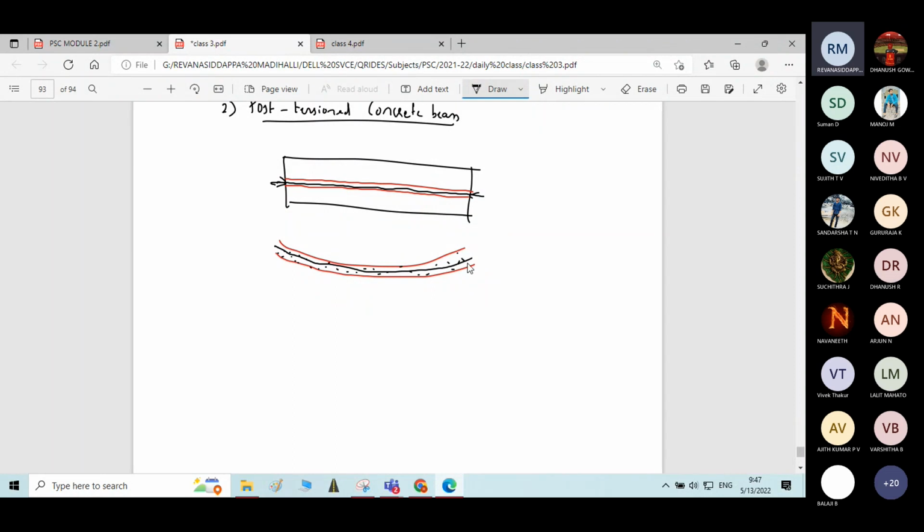In this case, due to the different profile of the cable and due to the friction between the surface of the duct and the surface of the tendon, there will be losses in the pre-stress. Okay, and there is one more effect called the oval effect.